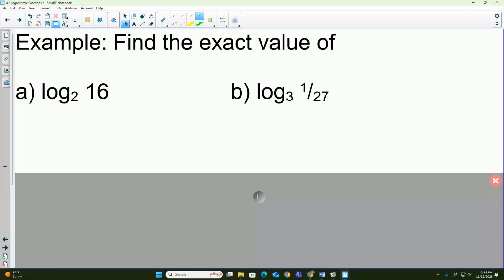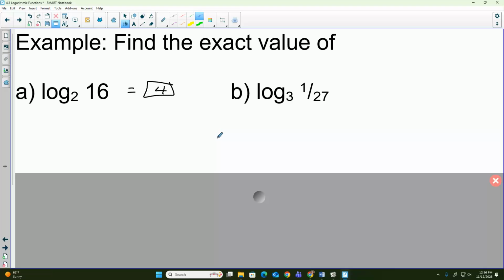You can set this equal to x and solve an equation. And that would work. If you are confident, you might just be able to look at this and tell me. Because a log gives us an exponent. What this means is 2 to what power equals 16? 4. So if you know that, you can just say it's 4.